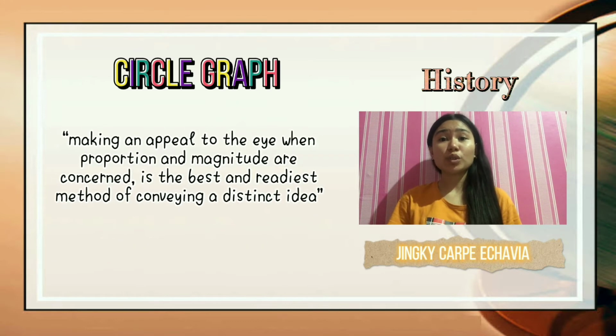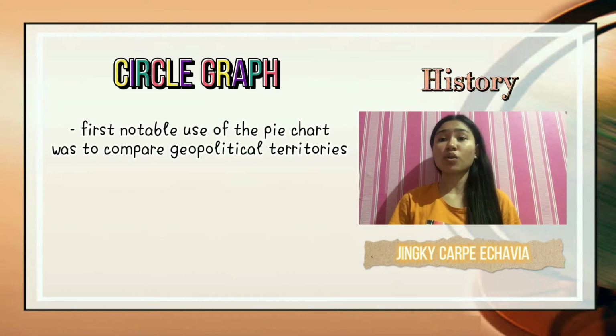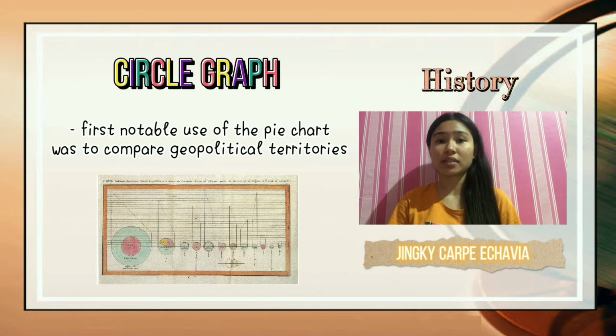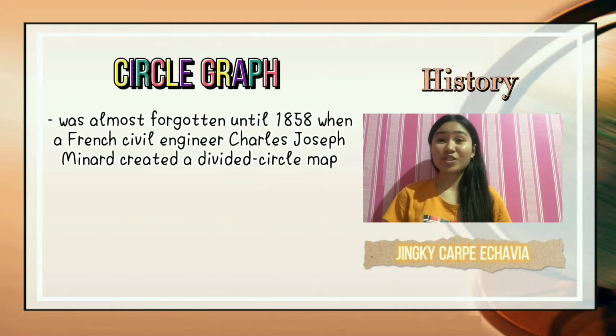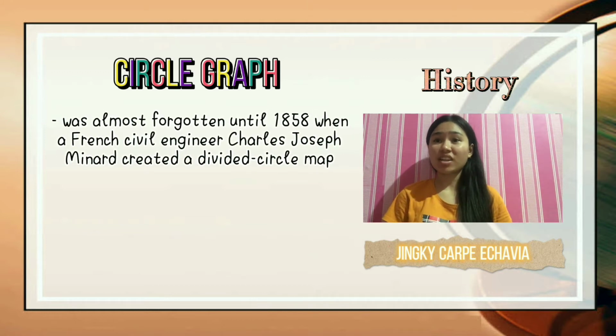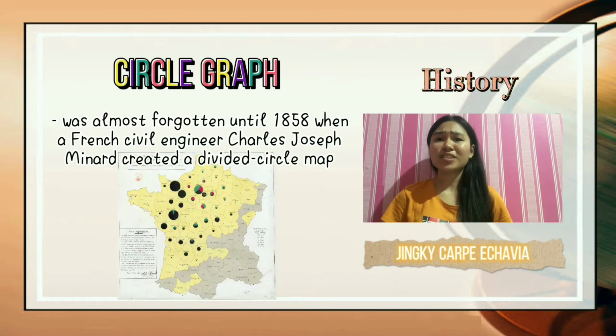His first notable use of the pie chart was to compare geopolitical territories, represented by circles, sometimes segmented in slices, like in the case of Turkish Empire. The invention was almost forgotten until 1858. Charles Joseph Menard, a French civil engineer, created a divided circle map. This shows the amount and proportions of butcher's meat supplied to the Paris market.